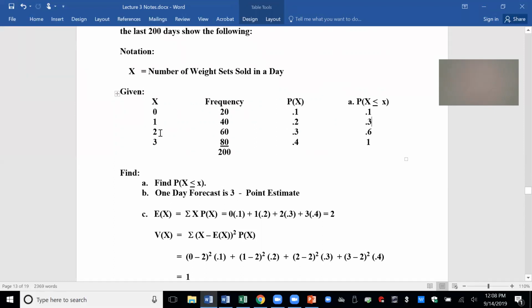What's the probability of being 2 or less? Well, if a 2 or a 1 or a 0 pops up, we're 2 or less. 0.3 plus 0.2 plus 0.1 is 0.6. And finally, all cumulatives end in 1. By the time we get to the last value in the sample space, to that last value of our random variable, the probability of being less than or equal to that is 1.